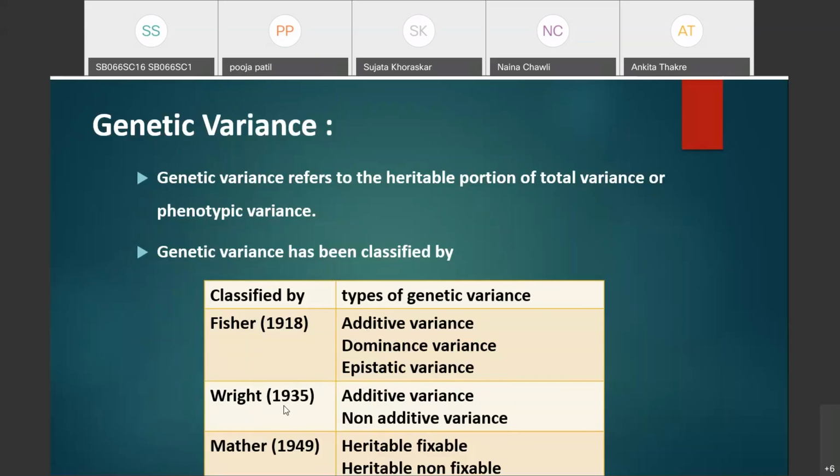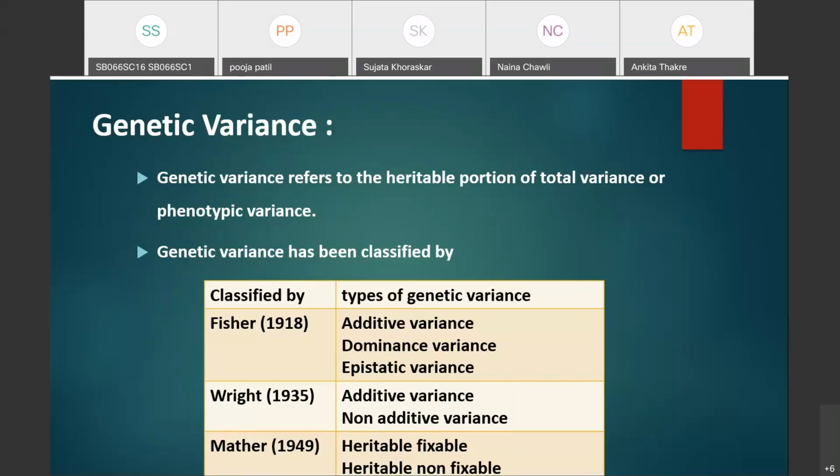Wright in 1935 classified the genetic variance into two groups. The first one is the additive variance and the second one is the non-additive variance. Non-additive is the dominance and the epistatic variance.